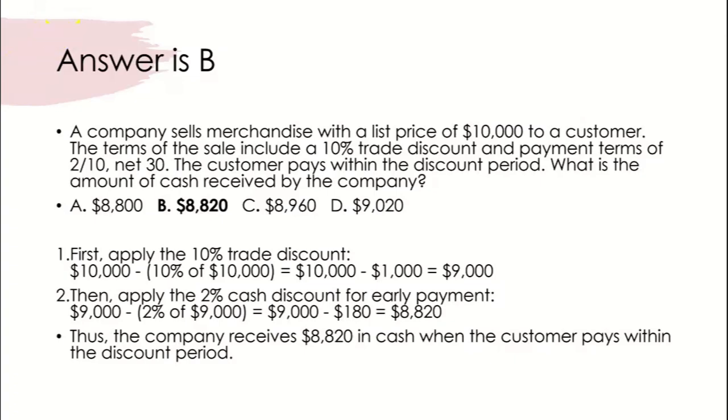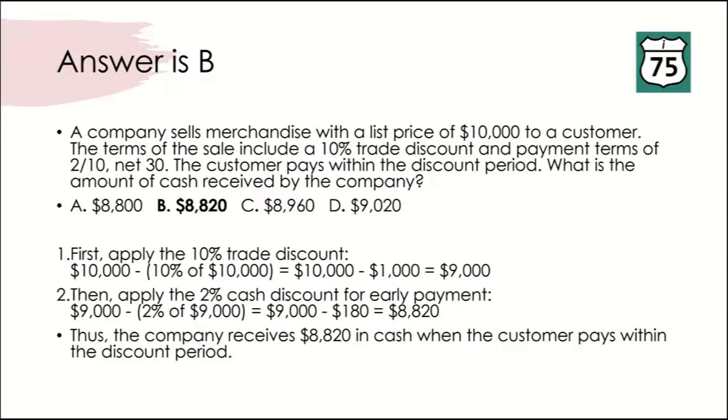Now, we always try to anticipate the next question. That's the I-75 difference. And in the next question, the customer pays on day 13 or day 25. So that means they don't get the 2% discount. Do they still get the 10% trade discount, though? Yes, they do. So in the next question, if they pay after the 10 days, the answer would be the customer pays $9,000. But this question said that they paid within the discount period, and that's why the answer is B, $8,820. Because first we took the 10% trade discount on the $10,000, then we took 2% off for early payment on the $9,000 balance.